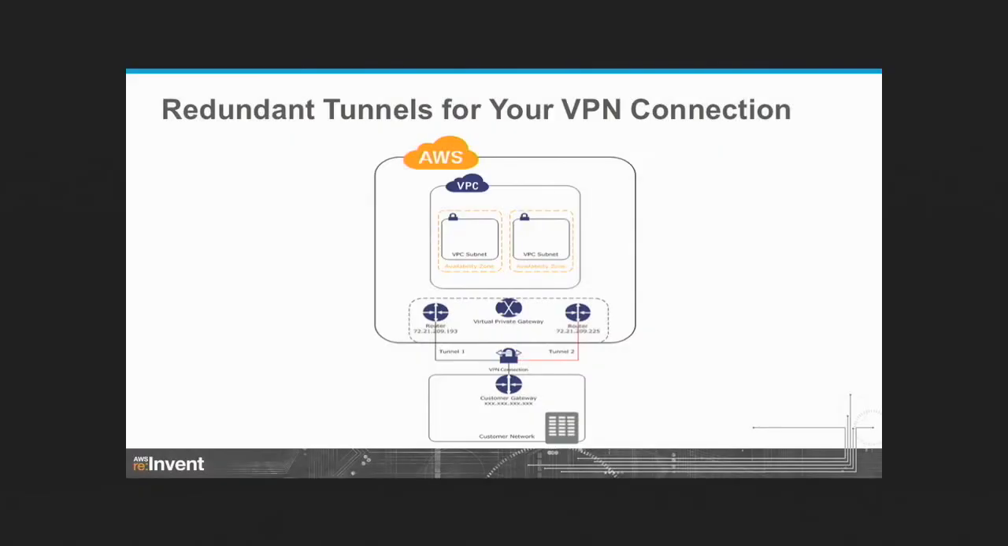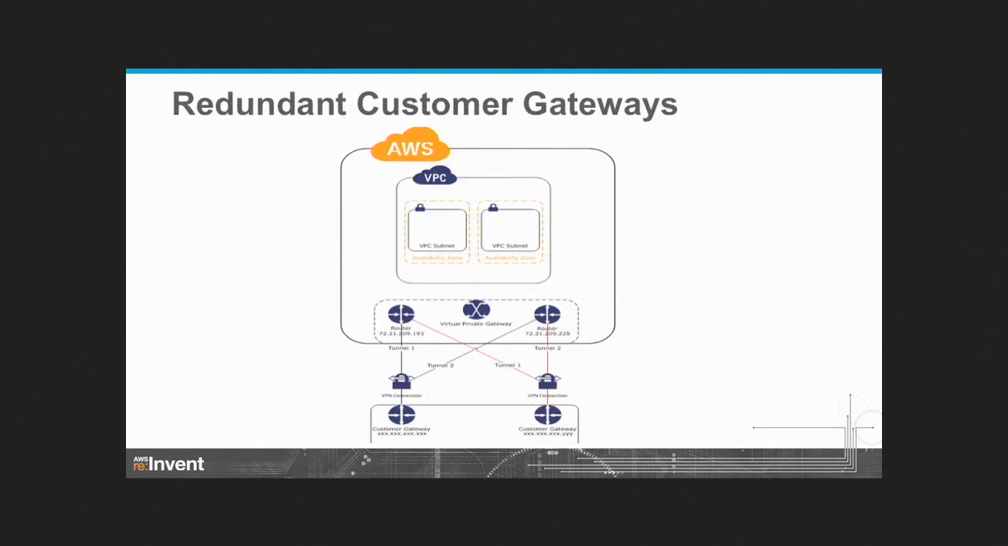But redundant tunnels for your VPN connection. When you set up a VPN connection, you're going to want to put together multiple tunnels, and those are going to terminate on different hardware on the Amazon side. So if there's maintenance done on one, traffic will flow over the other. You also can run redundant customer gateways so that you're building redundancy in on your side of the equation. So it's not just dual routers on the AWS side, but you also have dual routers on your side. You're going to build redundancy into your LAN environment with something like HSRP or VRRP.